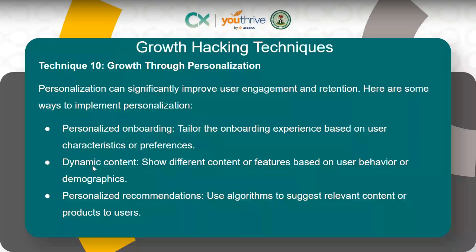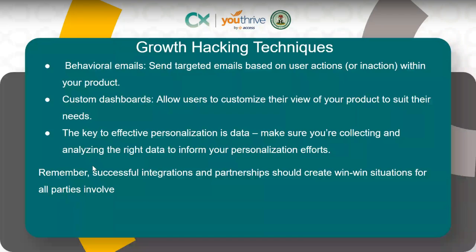Personalized recommendation: use algorithms to suggest relevant content and products to your users as well. All right. So behavioral email: send targeted email based on user action and inaction within your product. If someone has not engaged with your product for the past 2 months, have a message that you send to help them get back into your product. If someone just finished doing something, send a message that says, oh, you just finished doing this, do you still want to do this? We have other things you can do. So they can know that there's more they can do with your product than the one thing they've done.